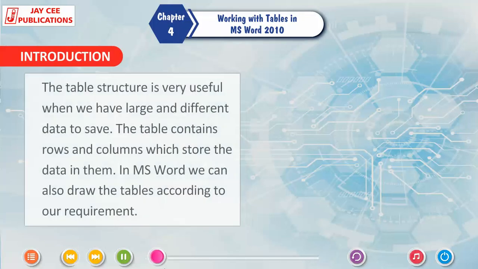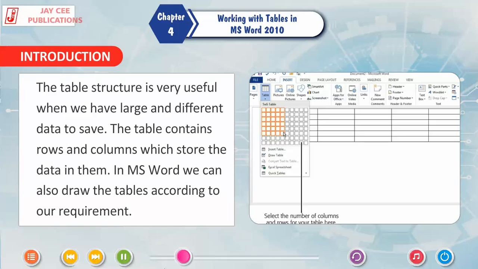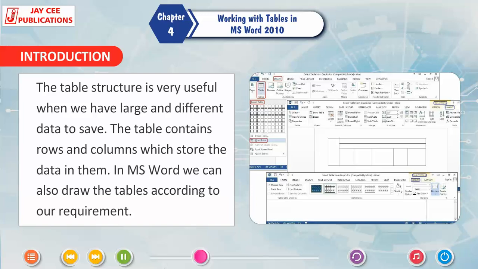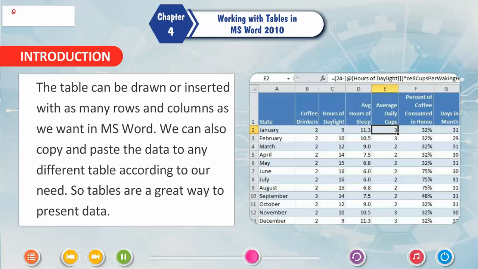Introduction. The table structure is very useful when we have large and different data to save. The table contains rows and columns which store the data in them. In MS Word, we can also draw the tables according to our requirement. The table can be drawn or inserted with as many rows and columns as we want in MS Word. We can also copy and paste the data to any different table according to our need. So tables are a great way to present data.